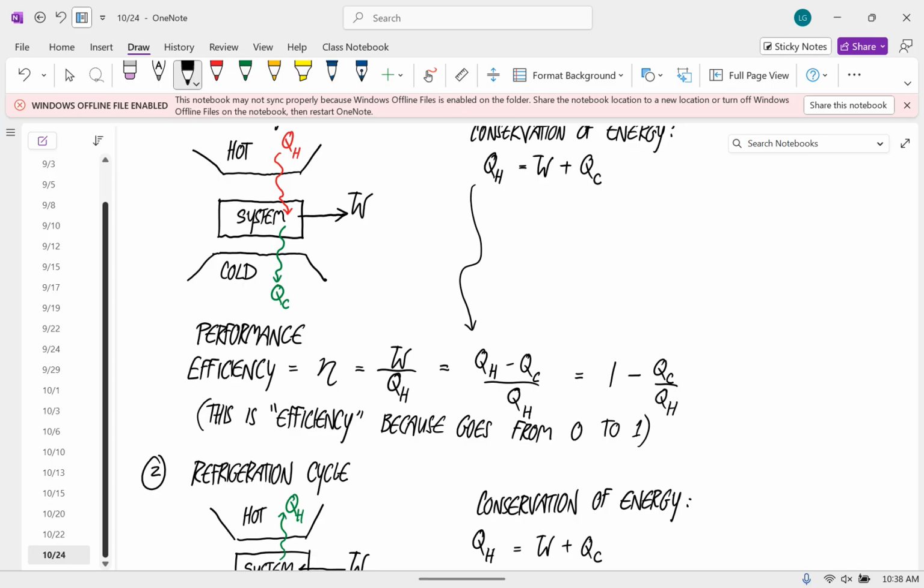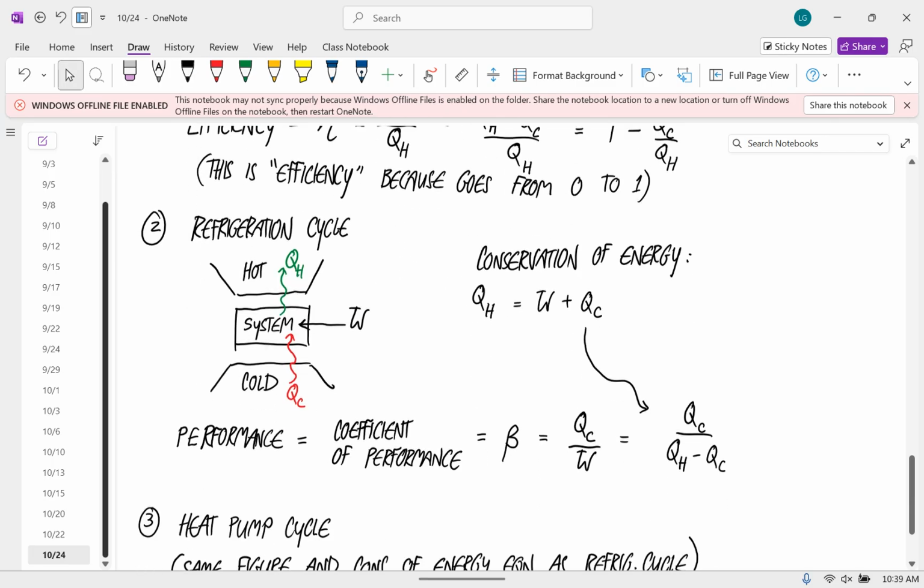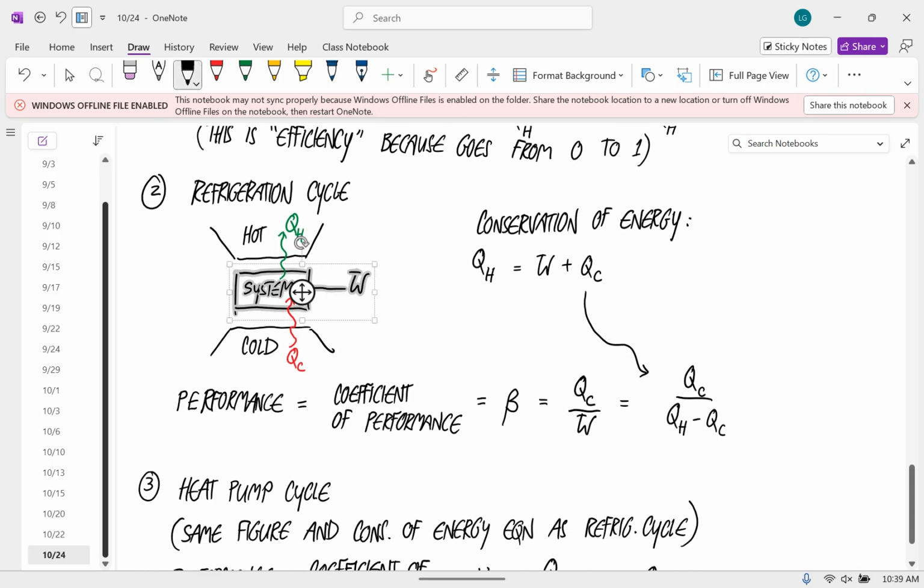You're just going to have to use whatever forms of those fit the variables that you're given, to solve what you want. With the refrigeration cycle, you can use this conservation of energy equation. You can use that beta is QC over W if it gives you W. You can use QC over QH minus QC if you're only given the heat transfers, that kind of thing. Okay. As a math assignment, it's a very easy junior high type math assignment.